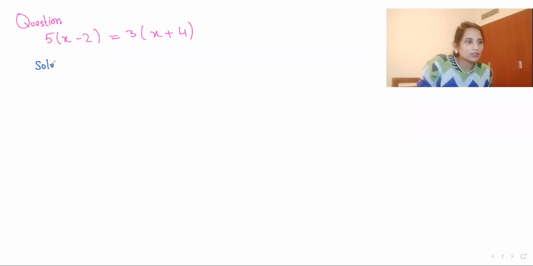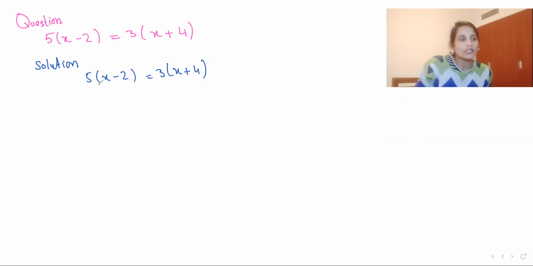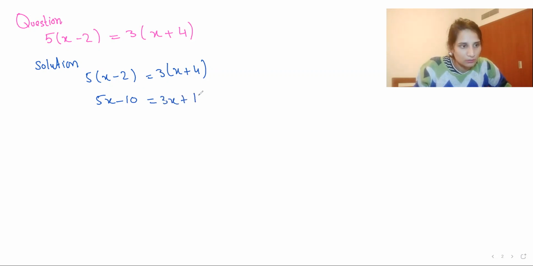For the next question, we will also solve this question and start by rewriting the expression. Since this 5 is taken as common outside this bracket, we will first multiply inside the bracket on both sides of the equal sign. 5 multiply x would be 5x, and 5 twos are 10, and minus. Equal to 3 multiply x would be 3x, 3 fours are 12. So it is plus 12.